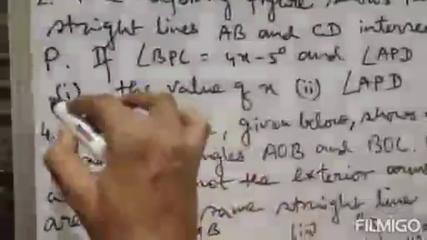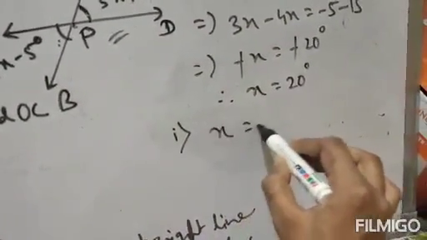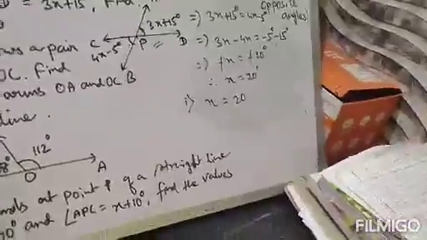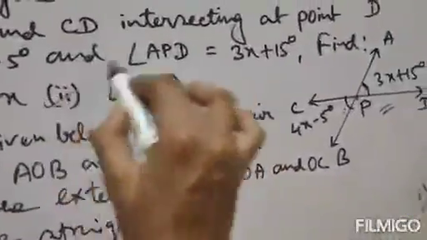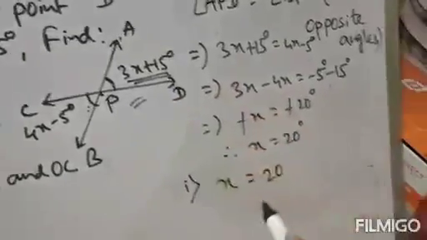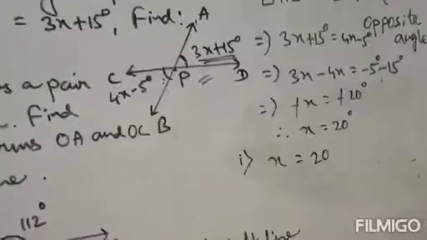So in the first question, solve. Therefore you can write, therefore x equal to 20. Just write x equal to 20. That is the answer. Okay, next question number 2, APD. So APD here, see the APD value, APD is 3x plus 15 and you have x as 20. So just put the value of x here and get the value of angle APD.